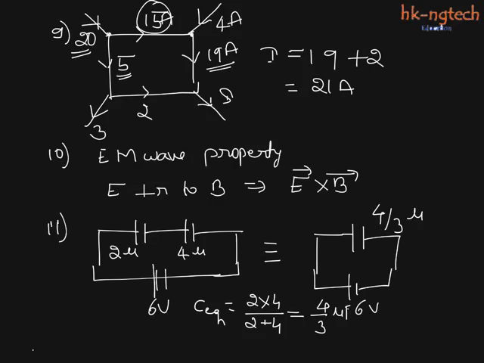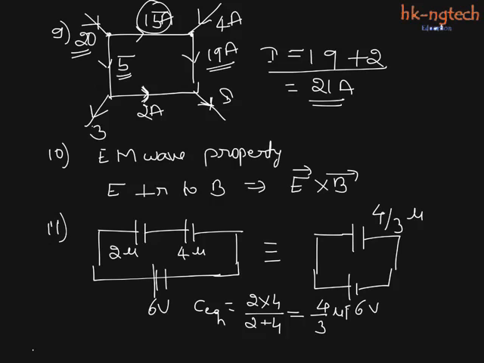Exactly right. On the other hand, 3 ampere is leaving the junction and 5 ampere current is joining the junction, so the current leaving is 2 ampere. So here I must be equal to 19 plus 2, because 19 and 2 are incoming currents. So obviously 21 ampere must be the answer for that.